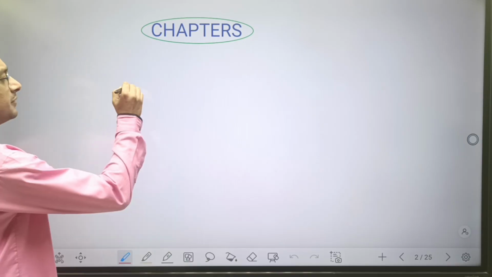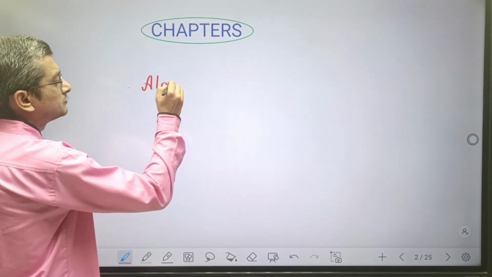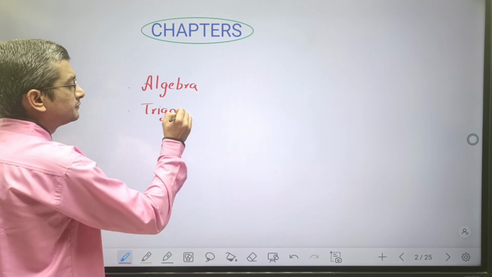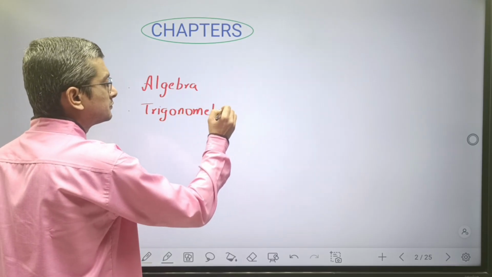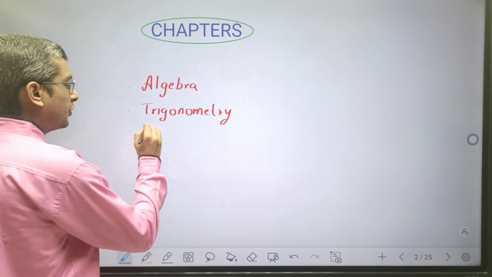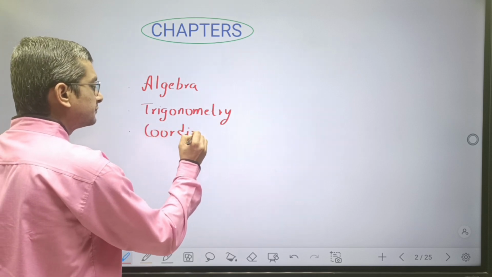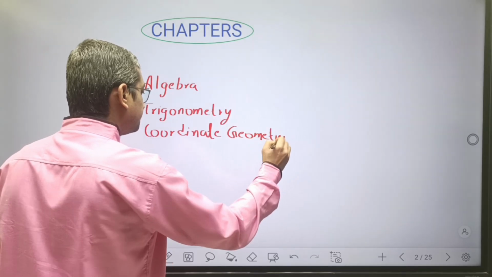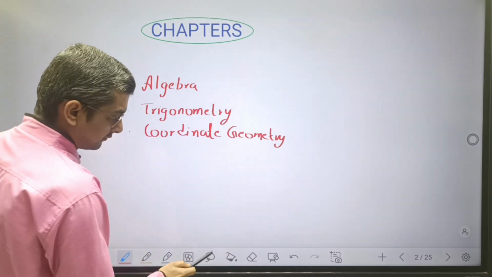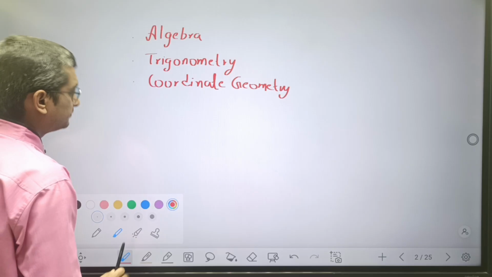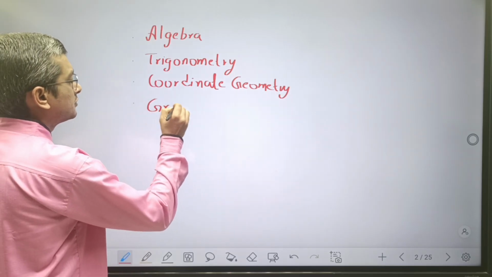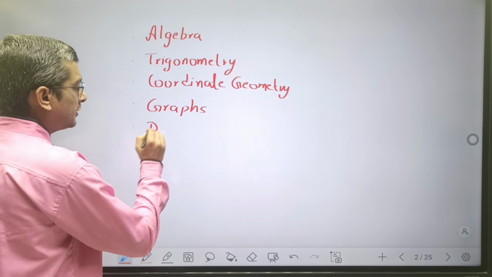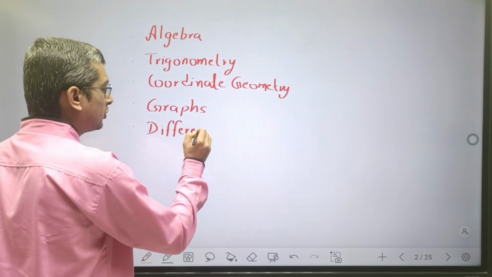The first one is algebra. The second chapter is trigonometry. The third chapter is coordinate geometry. Then we have graphs. There are 3 to 4 graphs which we have to deal. Then differential calculus, most important topic, chapter.